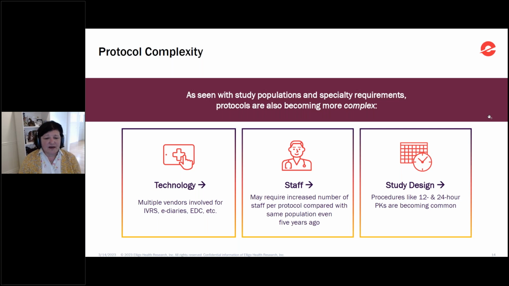And then the study design, you know, we see sometimes sponsors aren't really thinking about how trials are playing out in the clinic, particularly for community-based practices. Procedures like 12 and 24-hour PKs are becoming more common, longer days where you have to think about overtime and, again, more staff to accommodate the procedures that are required for the protocol. Gone are the days of the easy studies where everything can be done between a 9 and 5 day and very simply completed. Next slide.